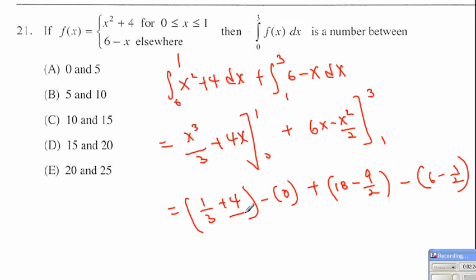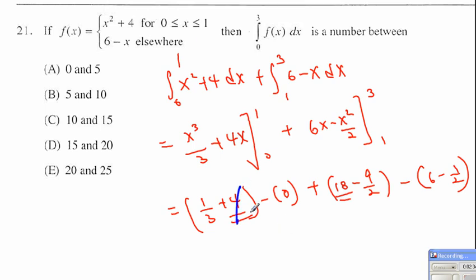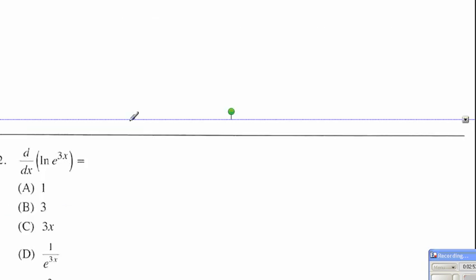Now, when you finish everything, and when we add up everything, in fact, you will realize here that this is 4.5, and negative, negative becomes positive, so 4.5 with a minus 4.5. Those two things will cancel out. And we have 18 minus 6 becomes 12, but adding 1/3, it's going to be a little bit more than 12, so our closest answer will be between 10 to 15.